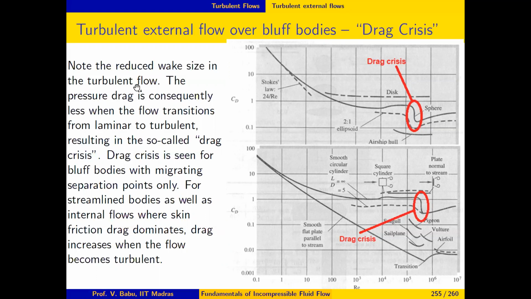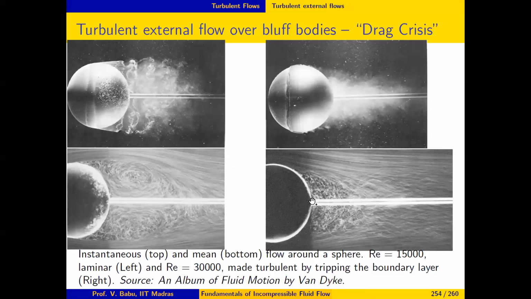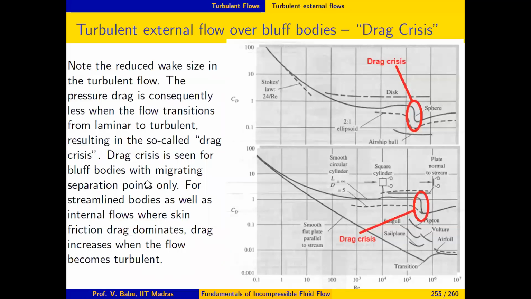What's the reason for the reduced wake size in the case of turbulent flow? This is something that we have already discussed. So the pressure drag, consequently, in this case is much less when compared to the case when the flow was laminar. And although the skin friction coefficient or skin friction drag increases because of the flow being turbulent, the overall drag still decreases, and this is called the drag crisis.